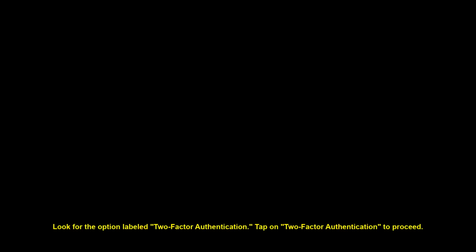Look for the option labeled Two-Factor Authentication. Tap on Two-Factor Authentication to proceed. You will see a brief explanation of two-factor authentication. Tap on Enable to start the setup process.